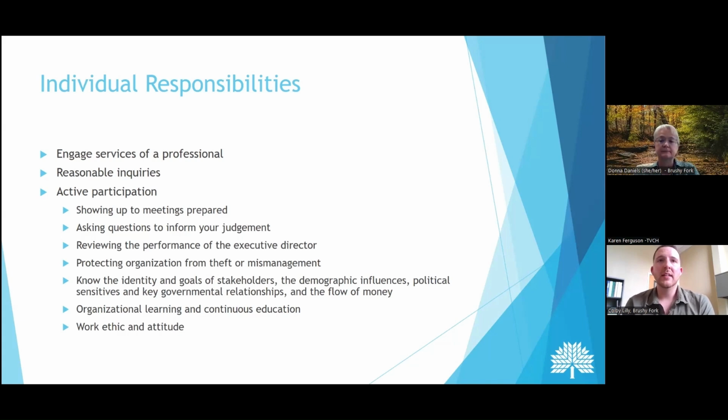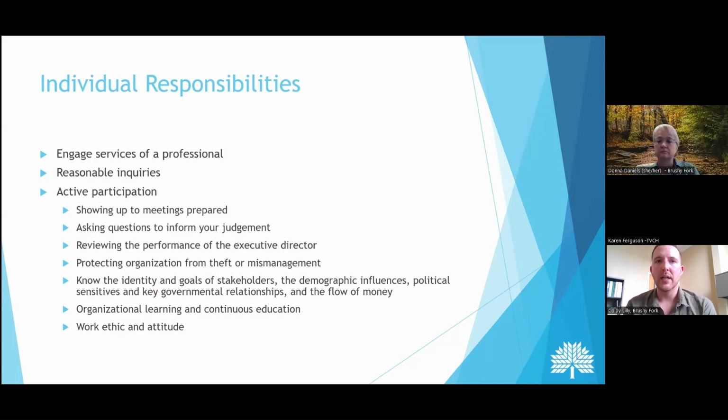In practice, this means showing up to meetings prepared, asking questions to inform your judgment, reviewing the performance of the director, and protecting the organization from theft or mismanagement, among other activities. Simply put, if board members are not actively engaged and participating, then the total board cannot provide the full benefits and safeguards of its collective wisdom, judgment, and experience. Board members must know the identity and goals of the stakeholders, the demographic influences, political sensitivities, and key governmental relationships, and the flow of money.